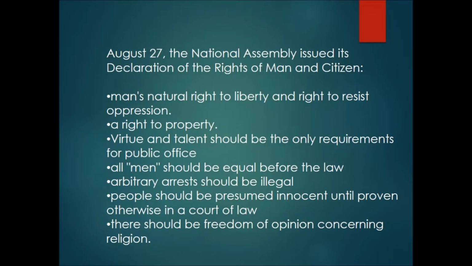One of the most important documents to come out of the French Revolution was a document created by the National Assembly in August, and it's titled The Declaration of the Rights of Man and Citizen. And what I'll do is I will give you a tag that will take you directly to this document so you can read the whole thing.